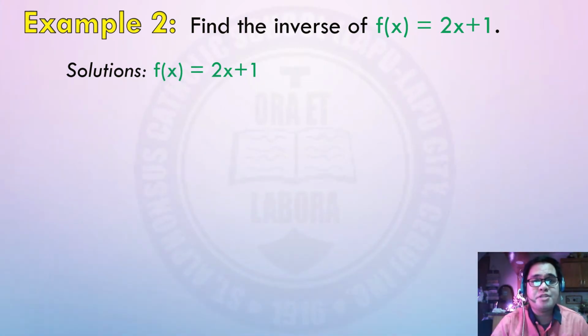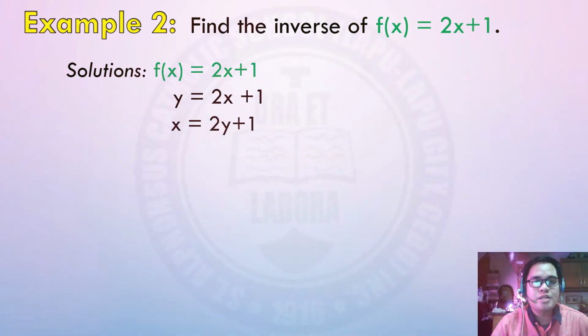You are going to copy the given function and then replace f of x with y, and it will become y equals 2x plus 1. Interchange x and y. So replace every x with a y and replace every y with an x. So our equation becomes x is equal to 2y plus 1. Solve for y in terms of x.